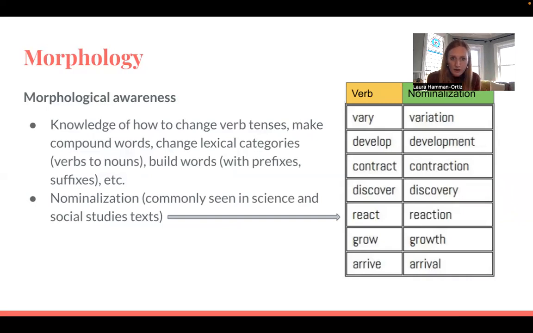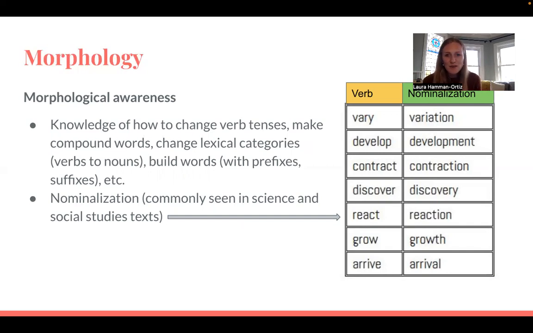Morphological awareness, then, coming from the idea of morphology and morphemes, is the knowledge of how to change verb tenses, make compound words, change lexical categories, so change a verb to a noun, like we just showed with teach and teacher, build words using prefixes and suffixes. So all of that falls into the category of morphological awareness. And developing morphological awareness can be really helpful for growing your vocabulary.